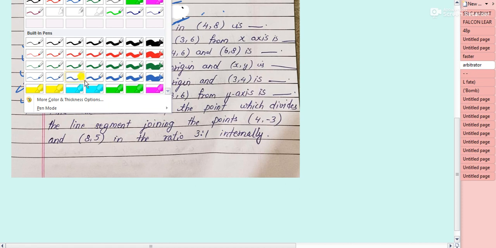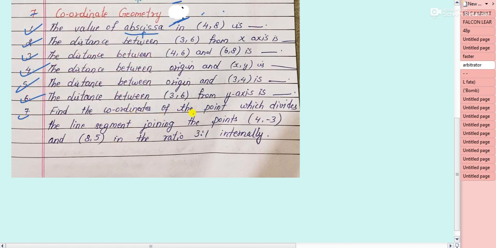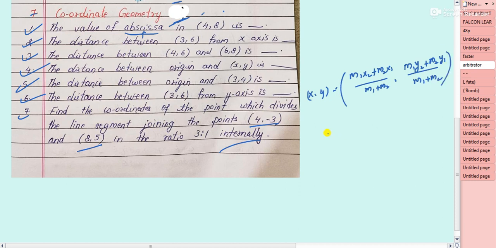Yeah, so question number 7 says, find the coordinates of the point which divides the line segment joining the points this and this in the ratio 3:1 internally. Okay, so here you have to use the section formula. The formula is (m1 x2 plus m2 x1) divided by (m1 plus m2), comma, (m1 y2 plus m2 y1) divided by (m1 plus m2). So you can take this as x1 y1, this as x2 y2, and this is m1 m2.